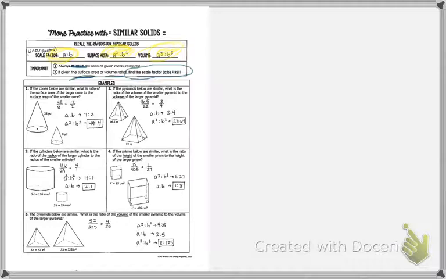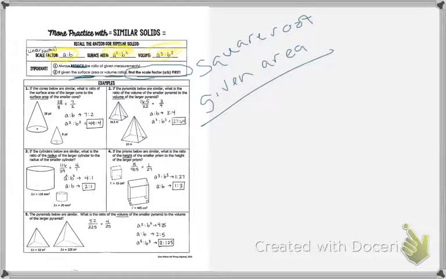Which means you're either going to square root if they give you area, or cube root if you're given volume.